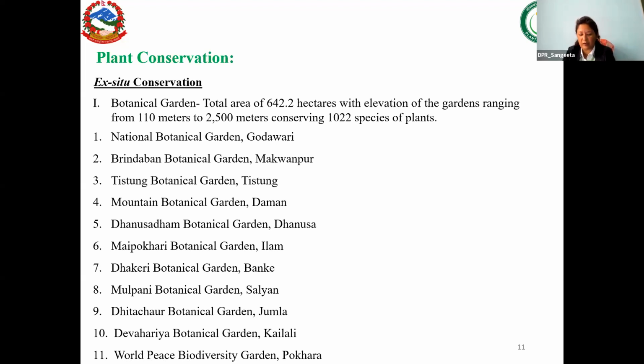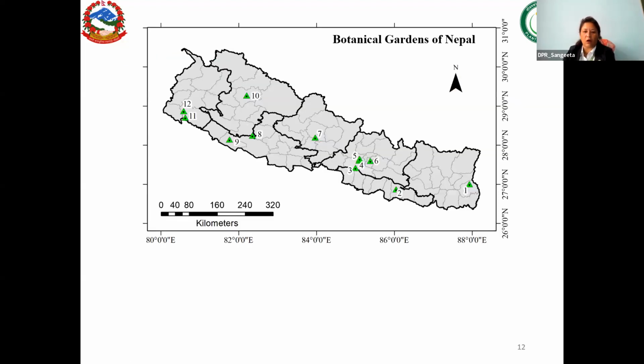Through these botanical gardens, all these are the spots from east to west, and in different elevation gradients we have our botanical gardens which are focused on the ex situ conservation of the plant resources.